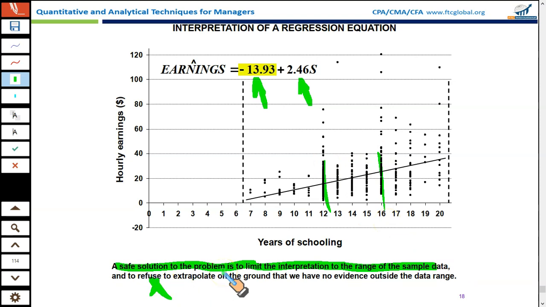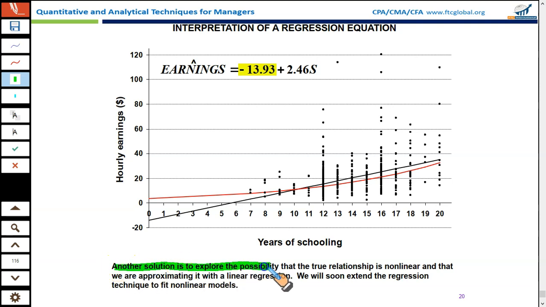Extrapolate means, let's say we may try to determine that a person who's got 18 years of education, what should we expect his earnings to be? This is extrapolation. We can't do that. We shouldn't be doing that. So we refuse to extrapolate on the basis that we have no evidence outside the data range. Just some limited part of this graph would make sense, but beyond the range it doesn't give any plausible numbers. Another solution is to explore the possibility that the true relationship is non-linear.